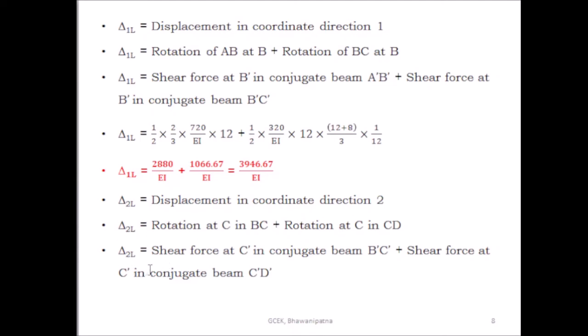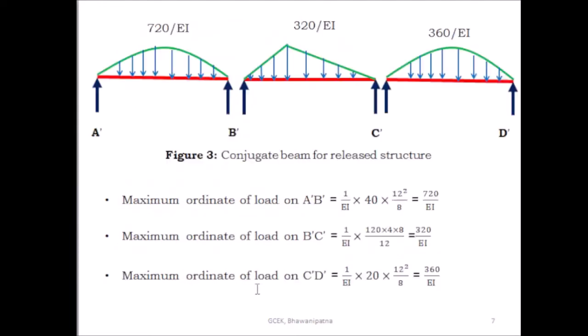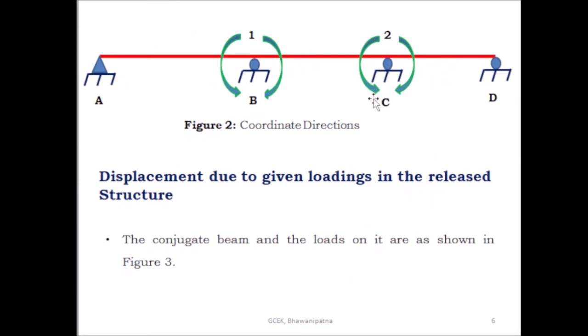Then delta 2L is equal to shear force at C dash in conjugate beam B dash C dash plus shear force at C dash in conjugate beam C dash D dash. You have to find out, this is the coordinate 2. So, for this you have to find out what is the displacement in coordinate direction 2, delta 2L, due to the given loading.